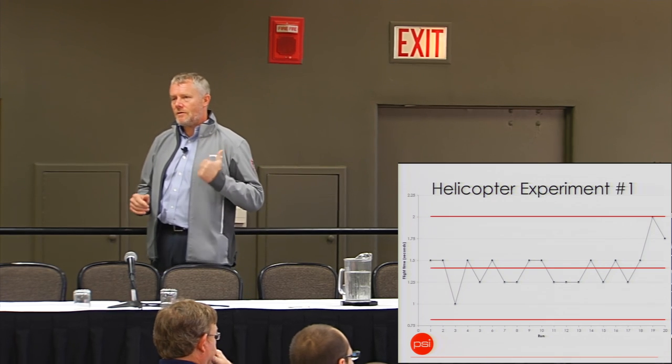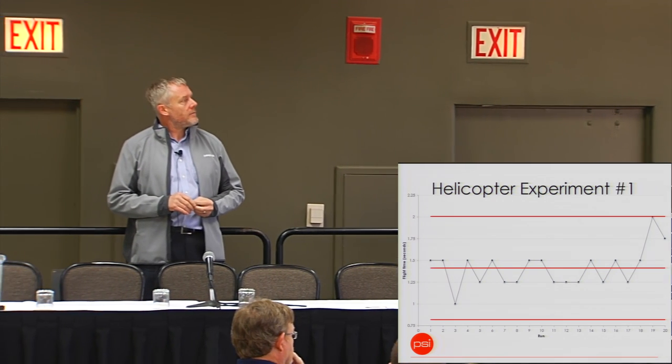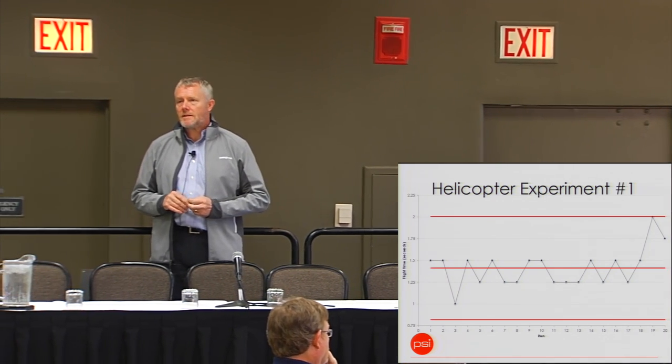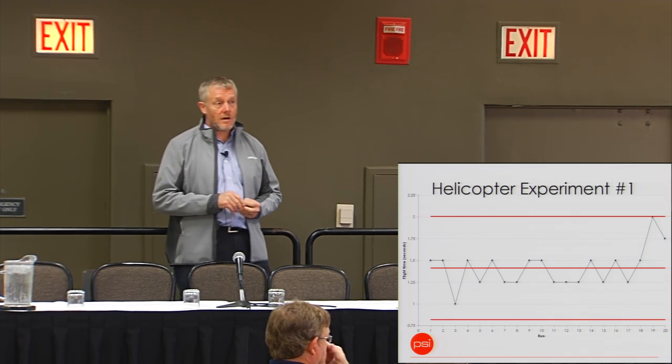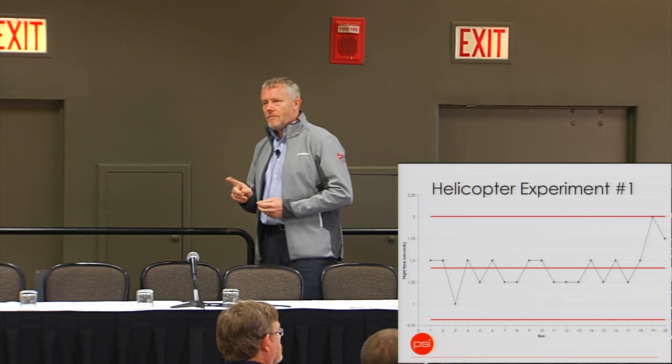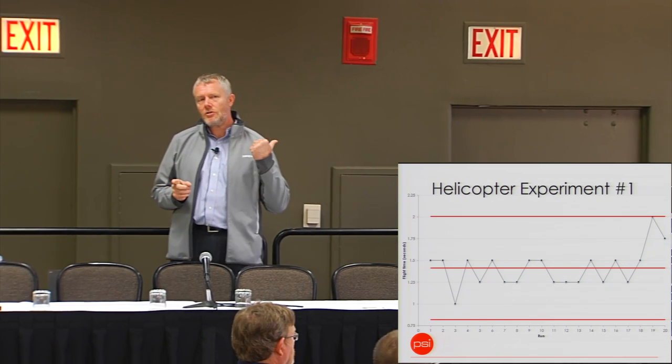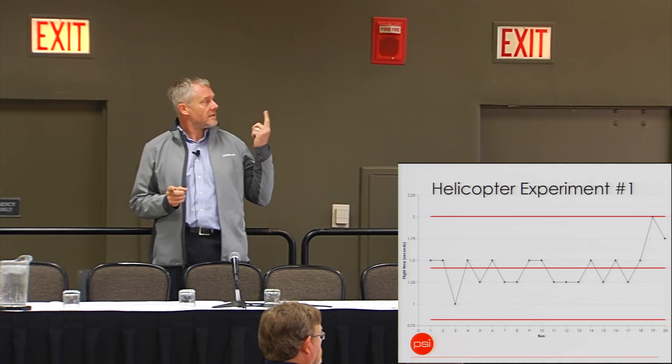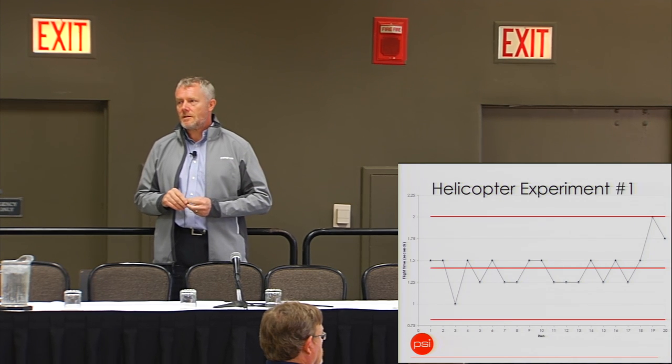But notice also on this chart, these control limits are actually in slightly different places than the control limits on the previous chart, because they're based upon this underlying set of data. Neither of those points that showed up as special causes on the first set of data show up as special causes on this set of data.